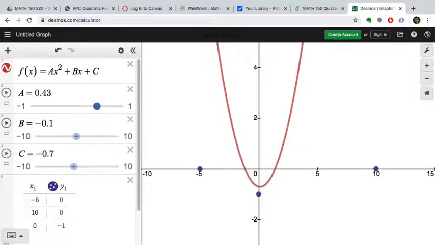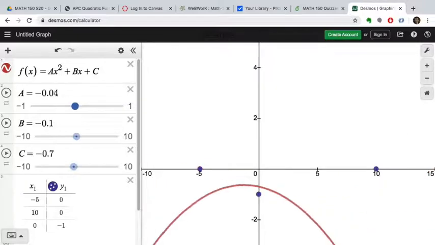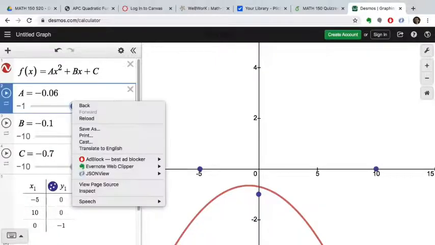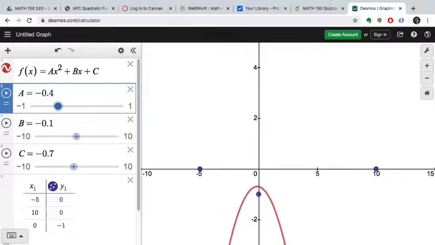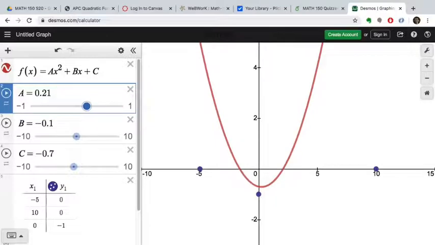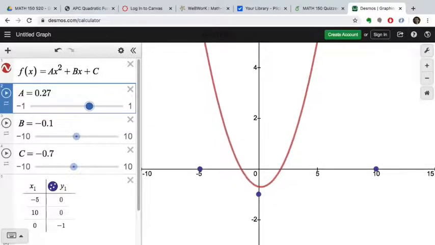A can invert the parabola, too, if it's negative. As soon as my A values become negative, what has happened to my parabola? It's inverted. It's facing downward instead of upward. In calculus, you're going to call the difference between these two the difference between a function which is concave down, that's what we would call a parabola like this, and a function which is concave up, as we would call this one.